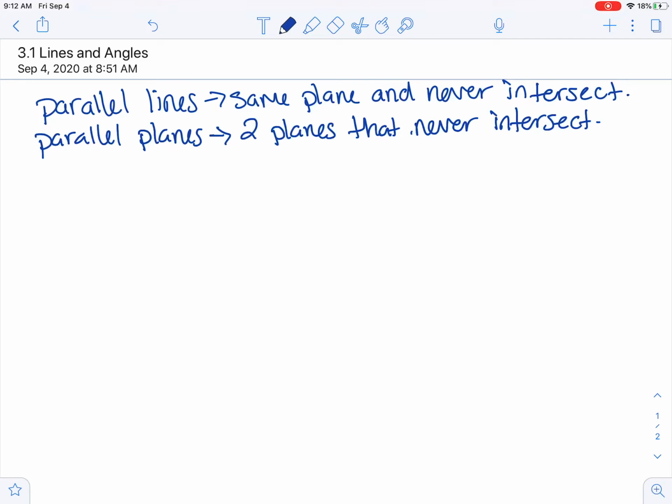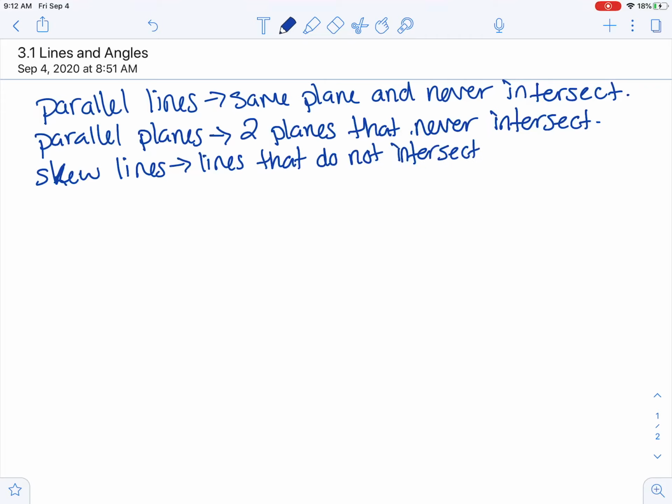Now, the reason that I added same plane for parallel lines is because now we have skew lines. What in the world are skew lines? Skew lines are lines that aren't going to intersect, but they are not coplanar. Okay, so they're not parallel, they're not moving the same direction. Since they're in two different planes, they're never going to intersect, but they're not parallel. Okay, and I know that's a little funky to try to think about.